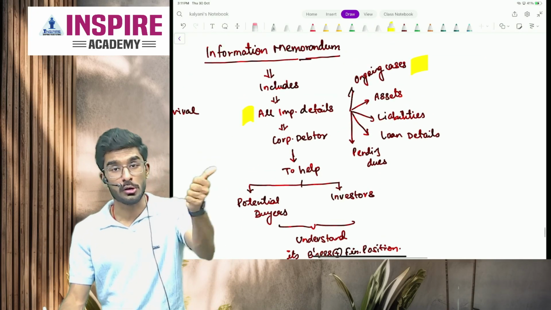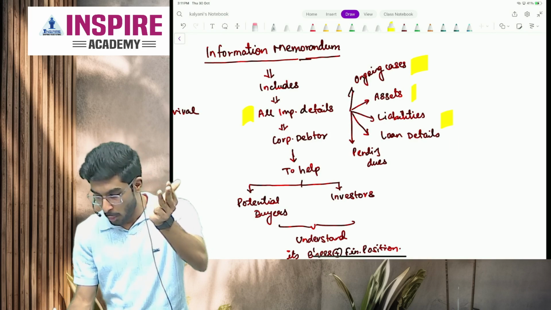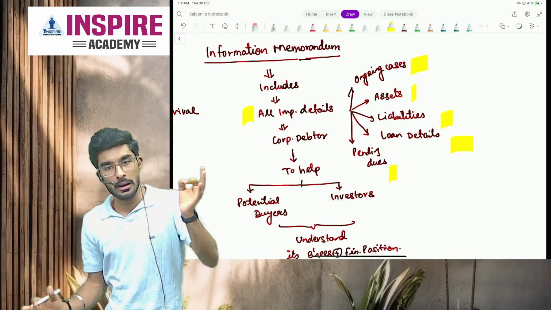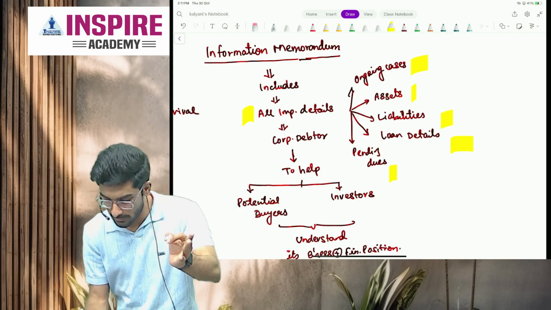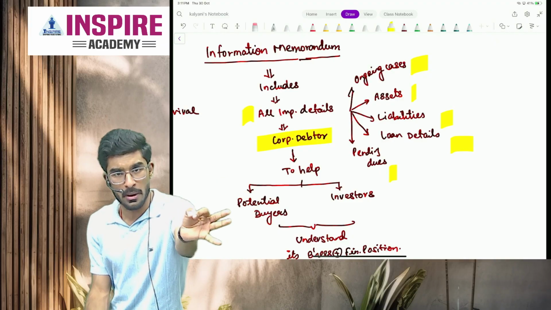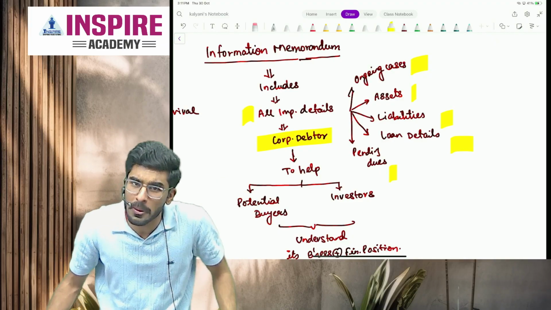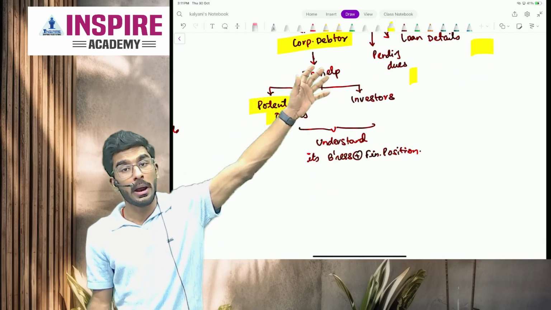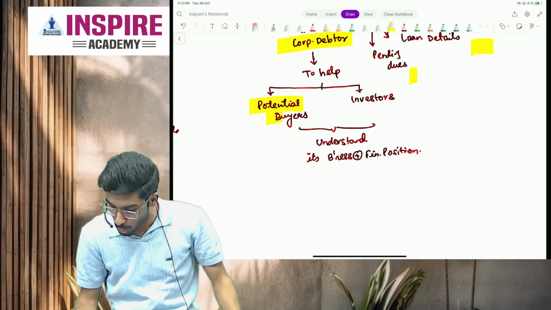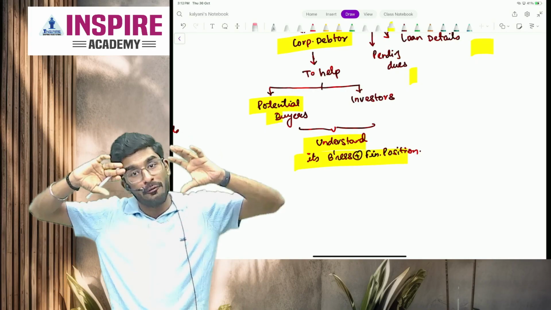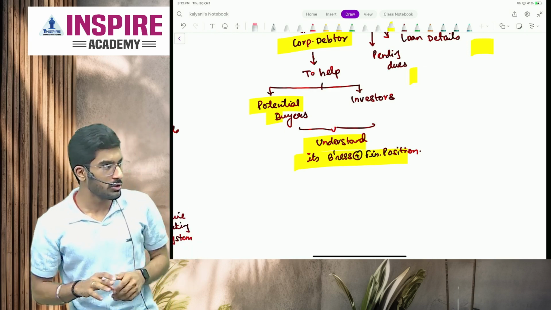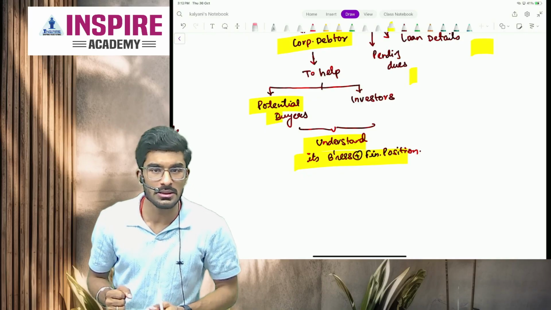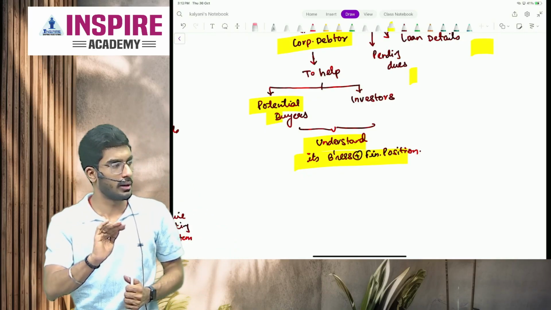Ongoing cases of the corporator, assets, liabilities, loan details, and all the pending dues of the corporator. Every single thing is mentioned in a document, and that document is called the information memorandum of the corporator. So why are we preparing these documents? We are preparing these documents to help potential buyers and investors understand the business and the financial position of the corporator, so that they can take better decisions whether to really acquire this CD or not. CD means corporator. Very easy.